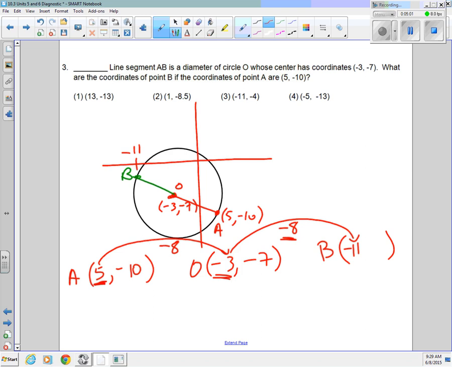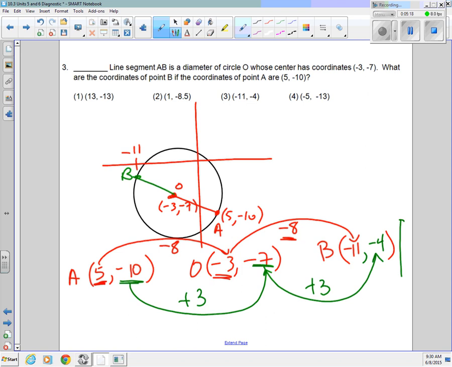That B should be to the left of O. Okay, and we can do the same thing to the y coordinate. So I have negative 10 to negative 7. That's moving up 3. Do it again, and I get to negative 4. And that makes sense because B should be above O. So my coordinates for B are negative 11 comma negative 4, which is choice 3.